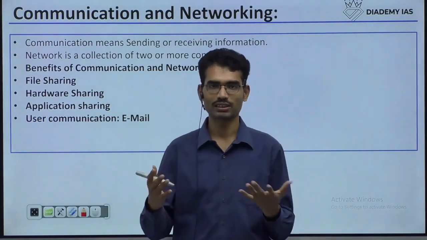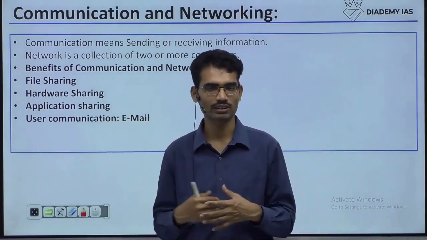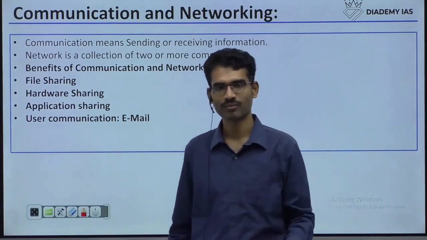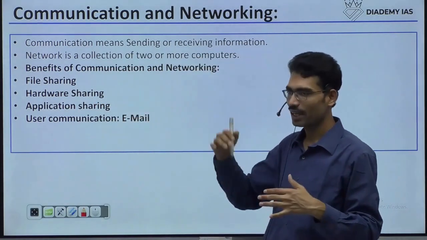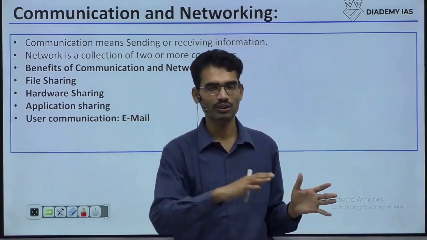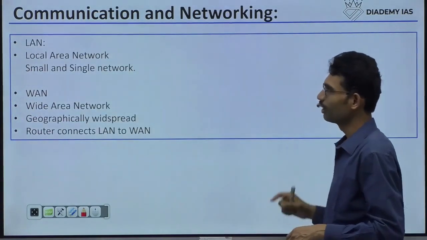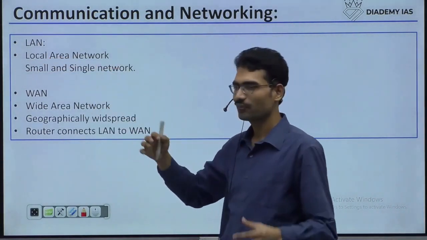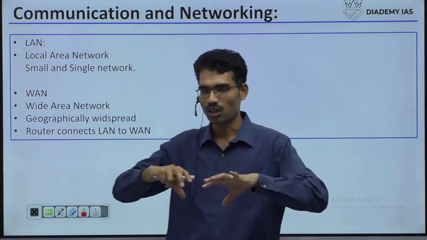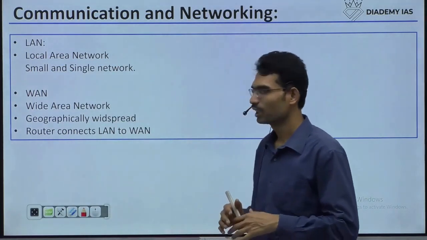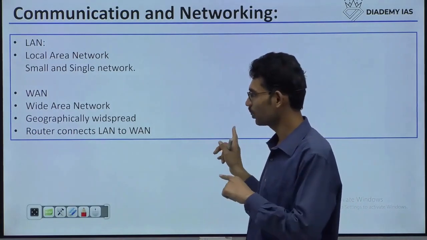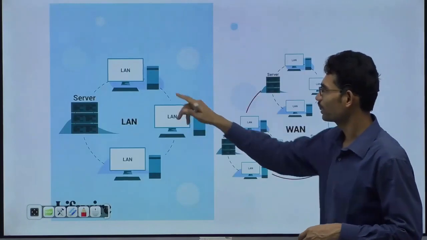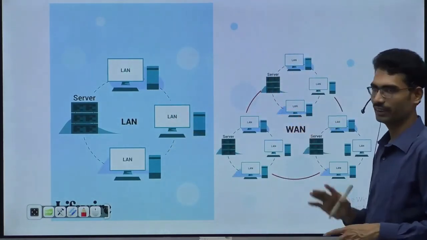It is like the postal system, for example. Since ancient times, we have had a postal system. If you want to send information from one person to another person, the postal service is there. Likewise, a network helps to send information from one computer to another computer. Broadly, two types of networks are there. LAN, local area network, is for a very small area with a small number of computers. If it is a very big area, geographically widespread, that becomes a WAN. Simply, if you connect multiple LANs, it becomes a wide area network.